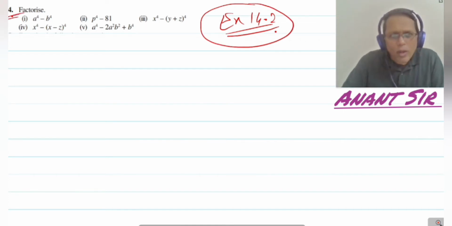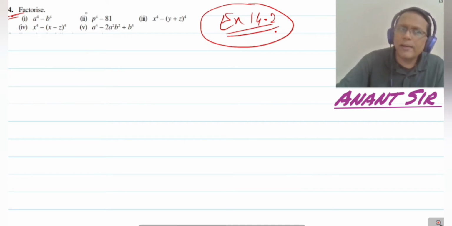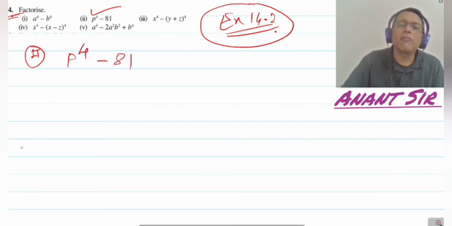Okay, we have solved these type of problems, but we have not solved power 4. But as you can see, first we will be solving question number 2 here. So it's p raised to 4 minus 81.